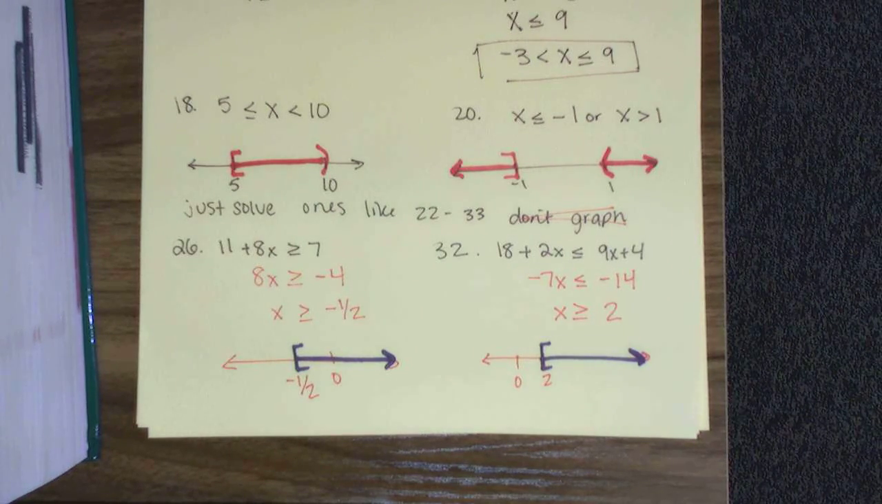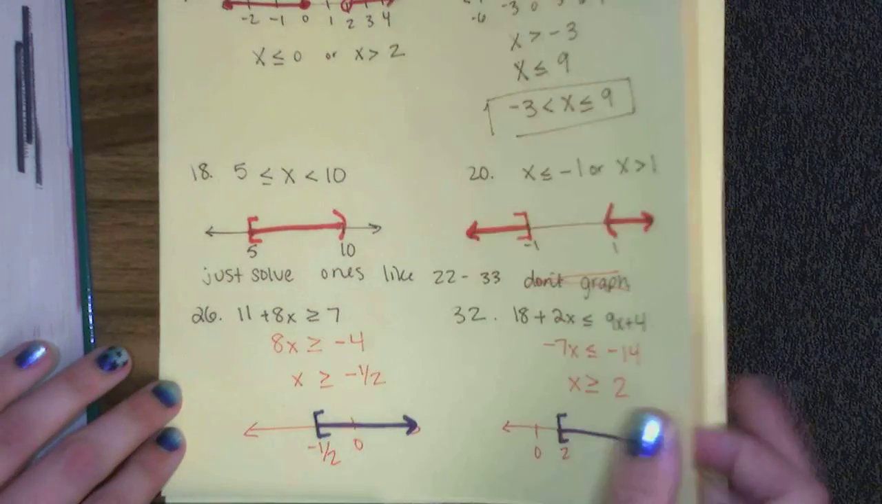Trying to think of time. We got 34. Alright, let's try to do one more of the next type.